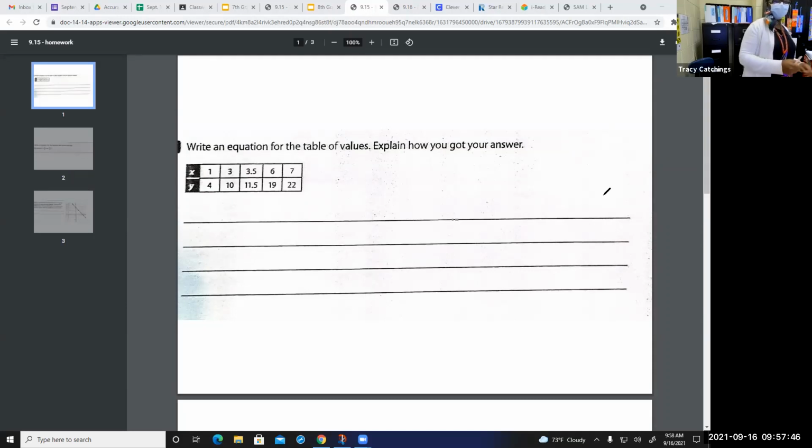A table for the values, equation. And then it said explain it, so that means you needed some words as well. Equation, what do we need for an equation? Slope and y-intercept. Which one can I find from the information they gave me? I said the y-intercept is when x is 0. Do you see x at 0? No, I can't find that just yet. What do we need to find slope? 2 points. What are our 2 points?